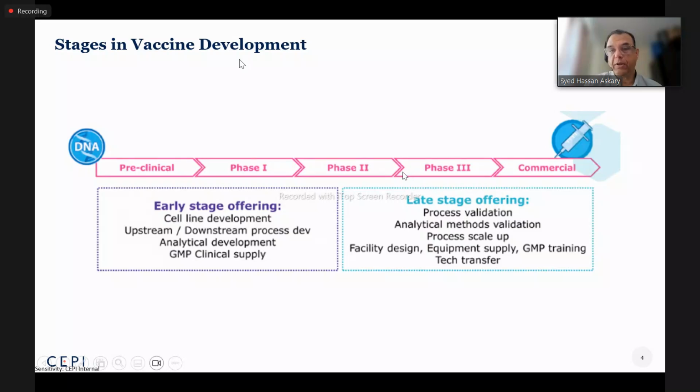During the late stage, during phase 3 to commercial, the manufacturer needs to demonstrate process validation, complete process validation. Usually 3 lots. Process validation is done to demonstrate reproducibility of the process. And you all are regulators, I believe, so you know that it's basically to demonstrate that no matter how many times you manufacture a product using that process, it will give you the same result, same product. And then analytical method validation, process scale-up, facility design, equipment supply, GMP training, etc.